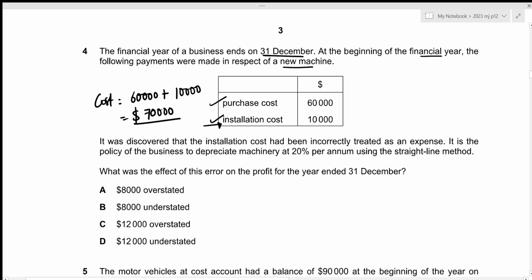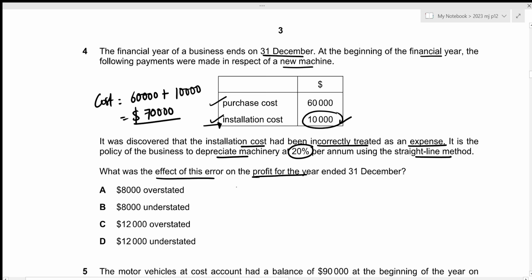Then it was discovered that the installation cost had been incorrectly treated as an expense. So instead of including this as a capital expenditure, we included this as a revenue expenditure, which means that we charged 10,000 as an overhead in our statement of profit or loss. It is the policy of the business to depreciate machinery at 20% per annum using the straight line method. Now we need to figure out the effect of this error on the profit for the year.